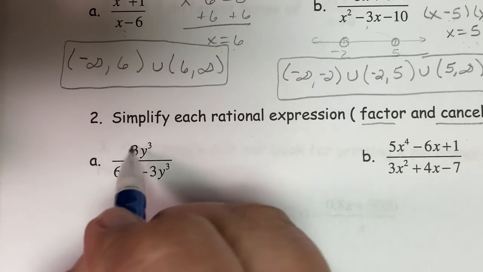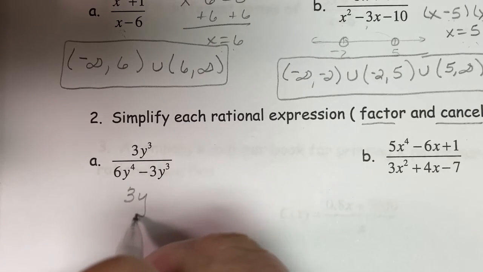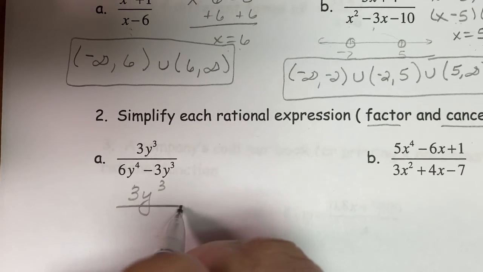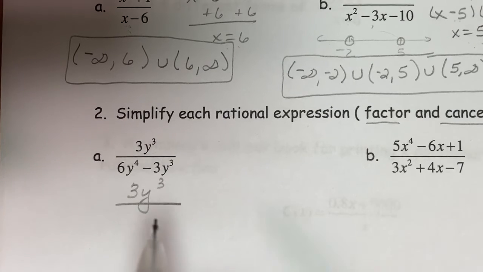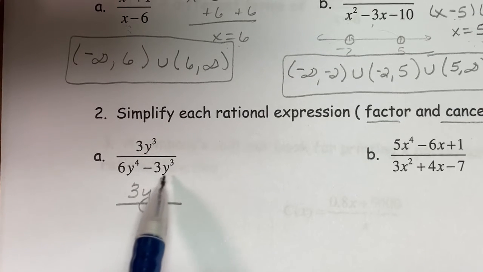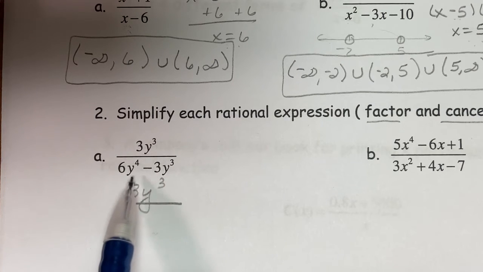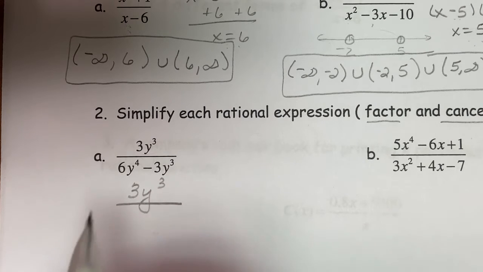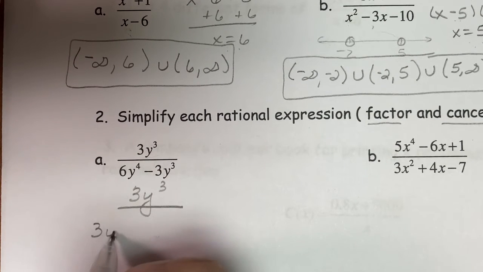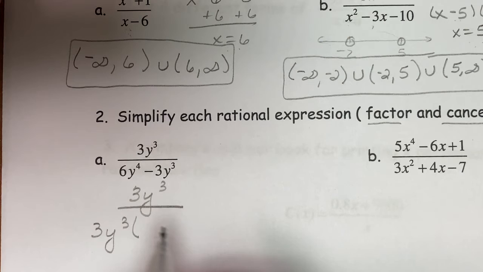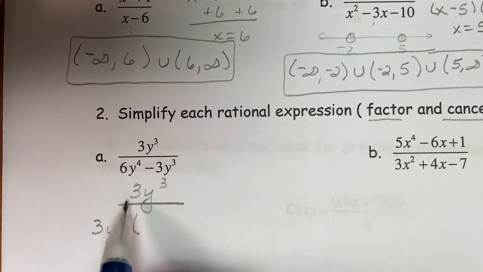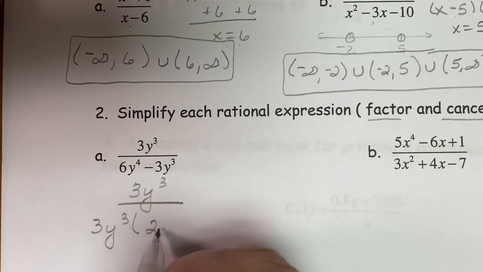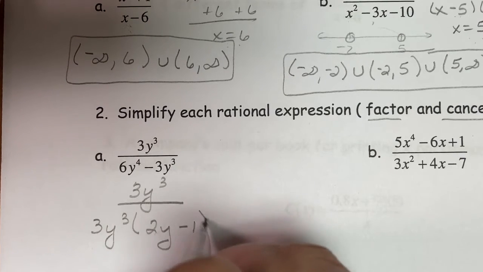So if we look at the numerator of this first fraction, first of all, that does not factor, so we're just going to rewrite that. How about the denominator? Well, remember, what's the first thing you should always look for when you're factoring? You should always look for a greatest common factor. And you can see that there's a greatest common factor here of 3y cubed. And when I take that out, remember, I'm undistributing, divide it back, I'm going to end up with 2y minus 1.